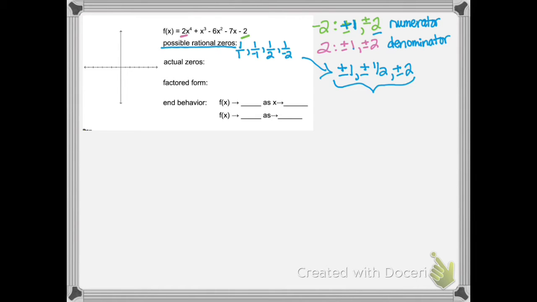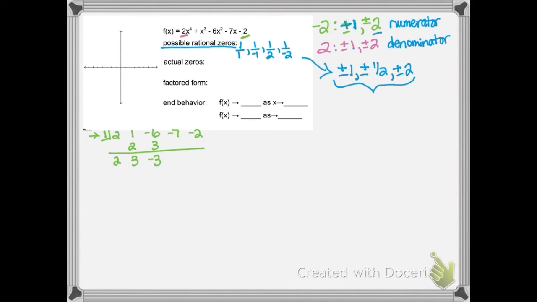To find the actual zeros, we're going to take our list and we're going to start testing with synthetic division. So I'm going to start with 1. I'm going to list out the coefficients of our polynomial. I'm going to work through synthetic. So I'm going to bring down the 2. I'm going to multiply the 2 times the 1 to give me 2. I'm adding straight down to give me 3. Every time again, you're going back to this 1 here. 1 times 3 is 3. -6 plus 3 is -3.